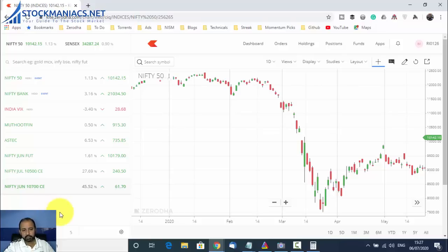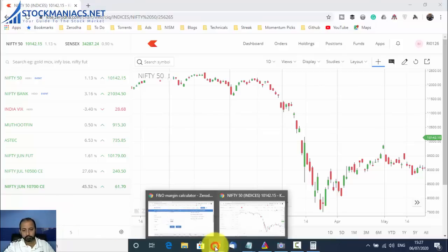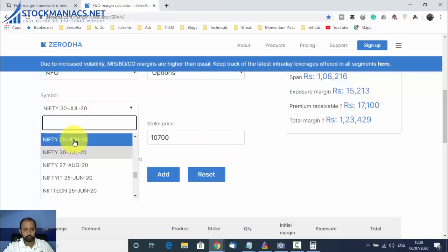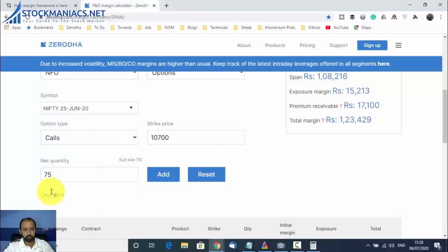So let me find out what is the margin implication now. Let me go back to the Zerodha margin calculator and let us add the 10,700 June series call.